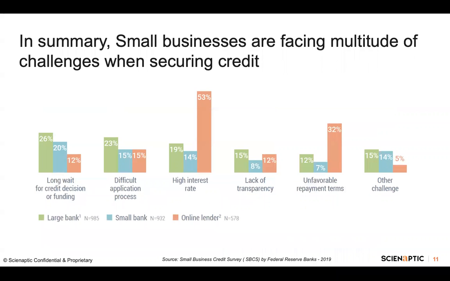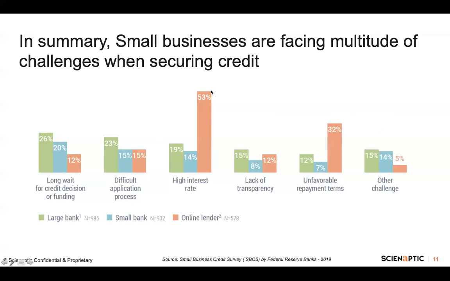In summary, the survey report lists out the key challenges the small businesses face when securing credit. The three bars, the green one is for the large bank, blue small, and the orange one for the online lenders. As expected, small businesses face longer wait times getting credit from the large banks compared to the online lenders, and that's a simplification of the processes that online lenders have been able to bring to the table.